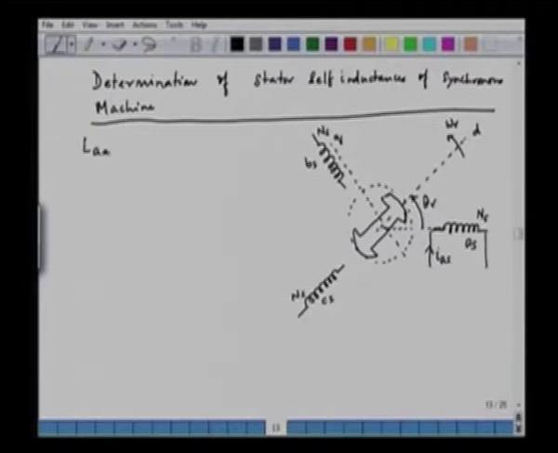This LAA, the inductance of phase A with respect to itself, consists of two parts, a leakage part LAL and a magnetizing part or the mutual part LAG. This is called the leakage inductance, and this is called the air gap inductance, or the magnetizing inductance.